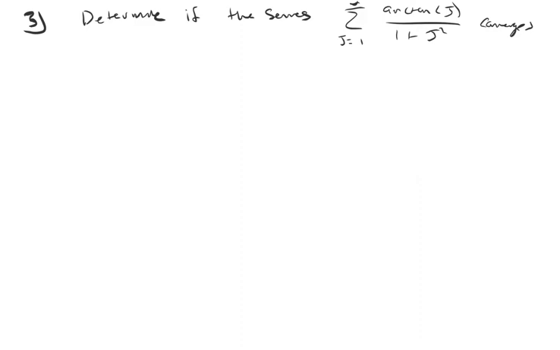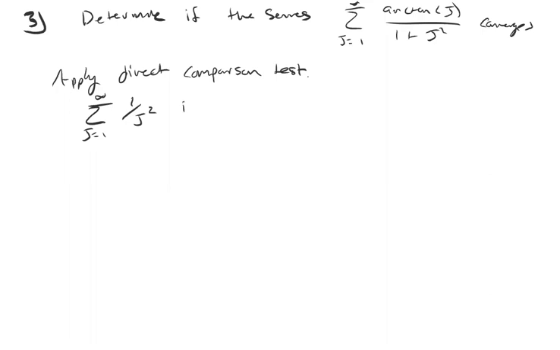So I'm going to say, let's apply direct comparison. Okay. So I'm going to start with the sum j equals 1 to infinity of 1 over j squared. And we know this is convergent by the p-test, right?